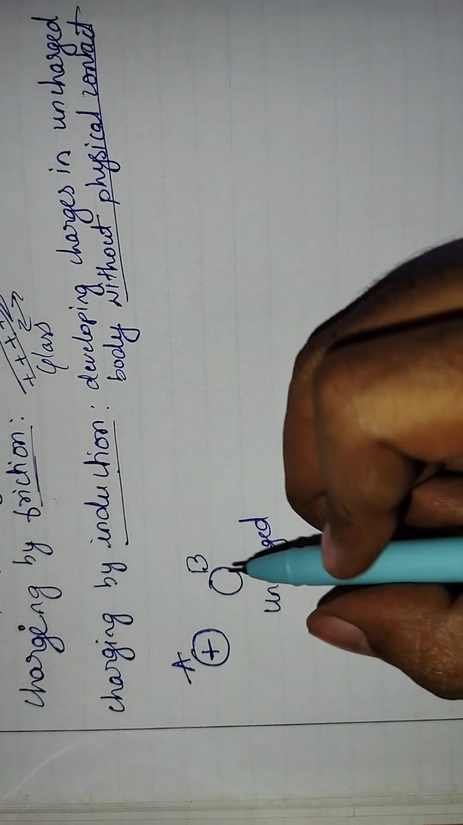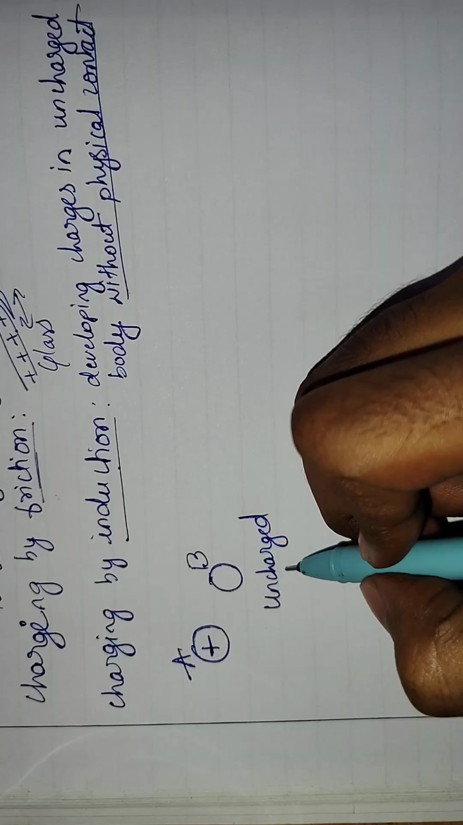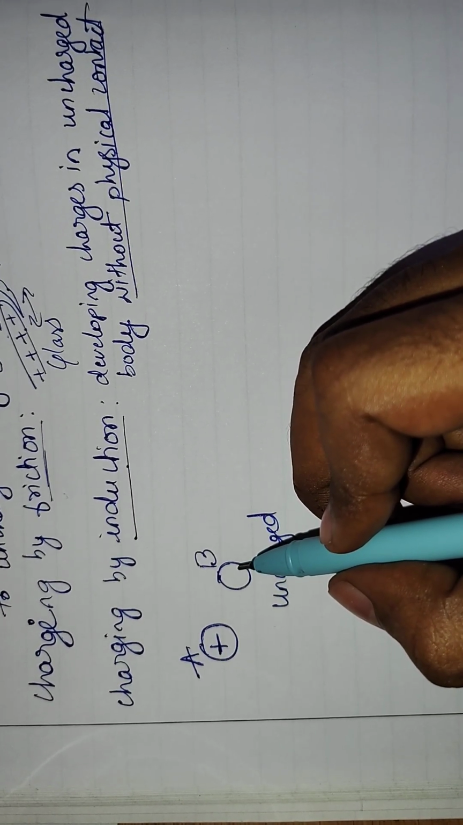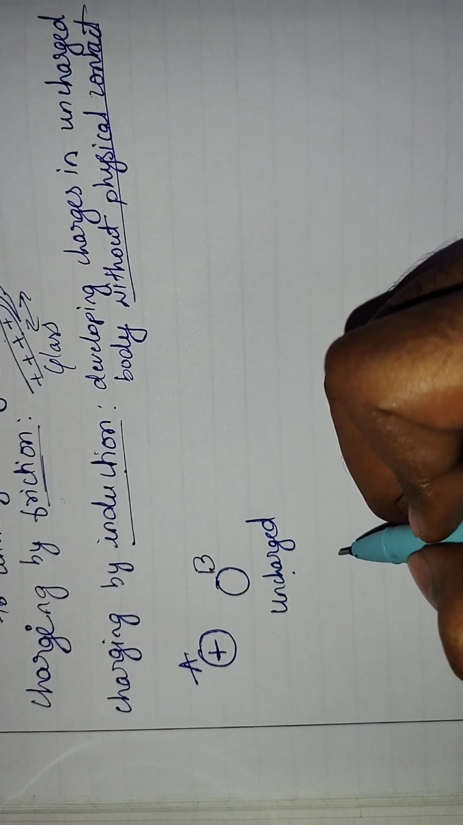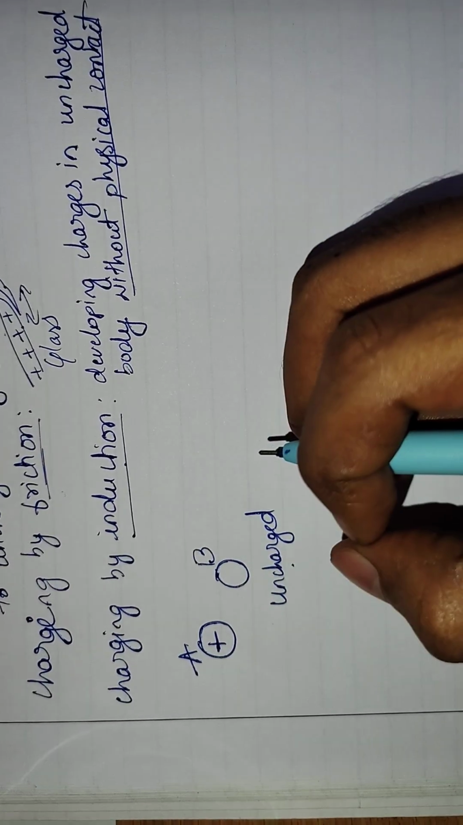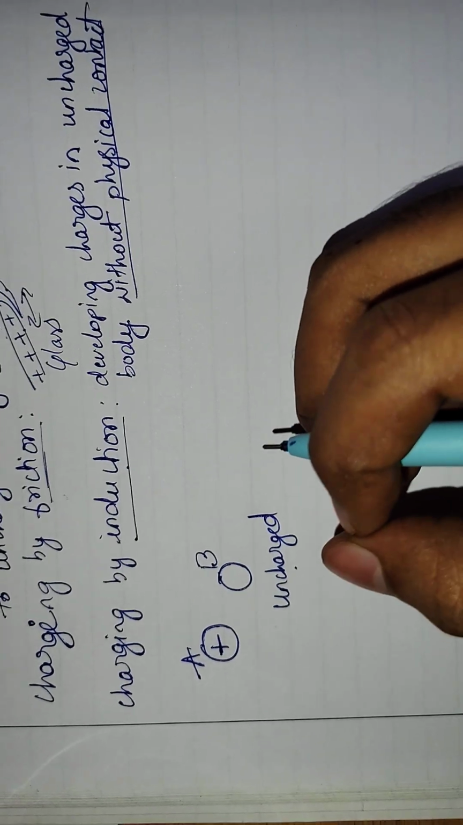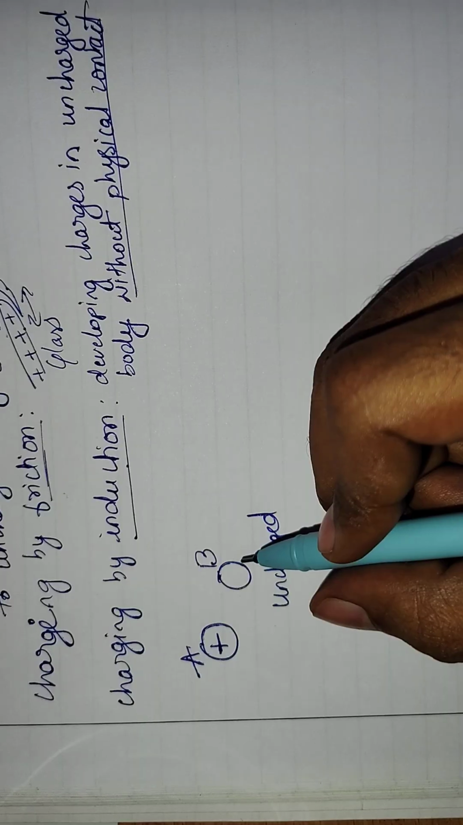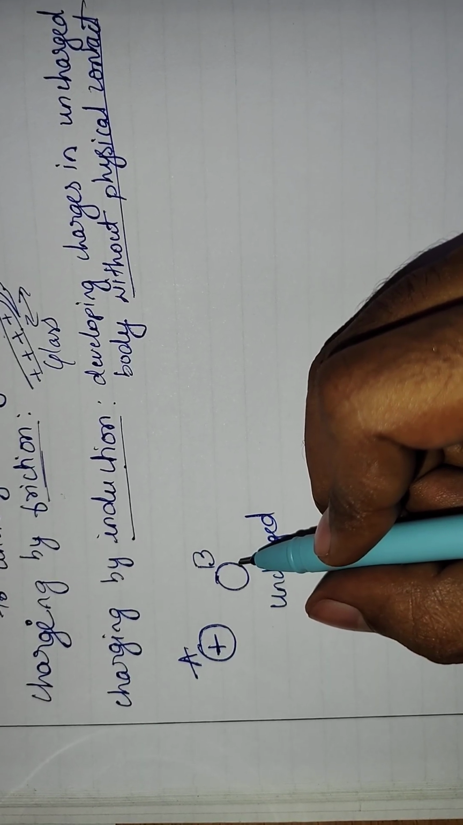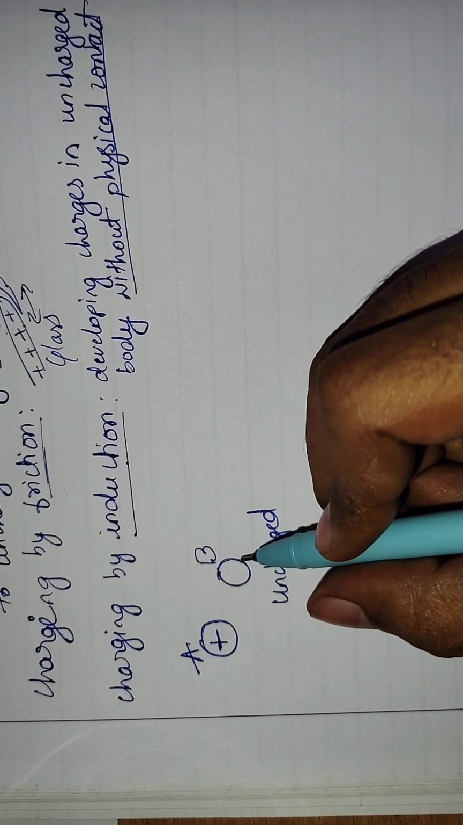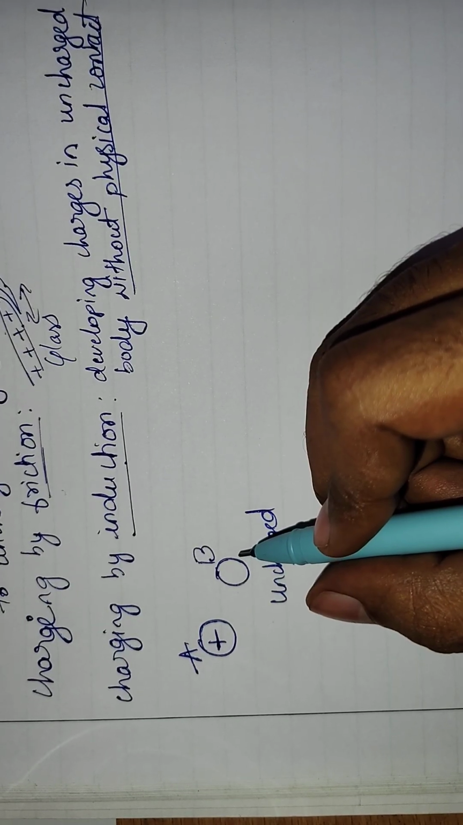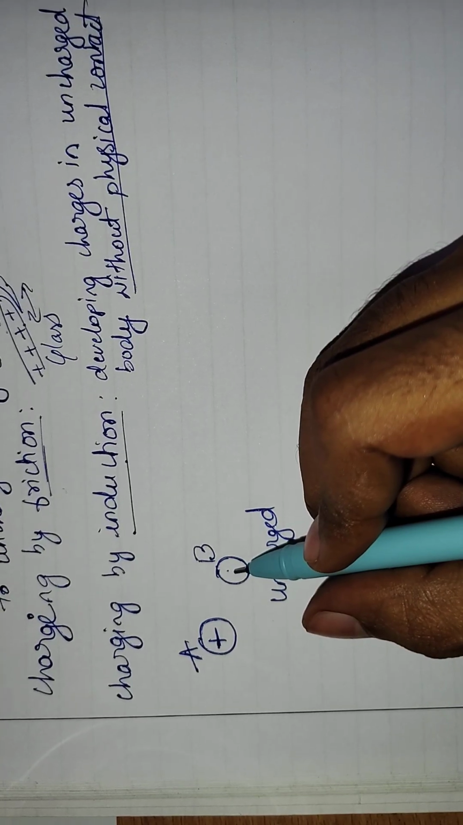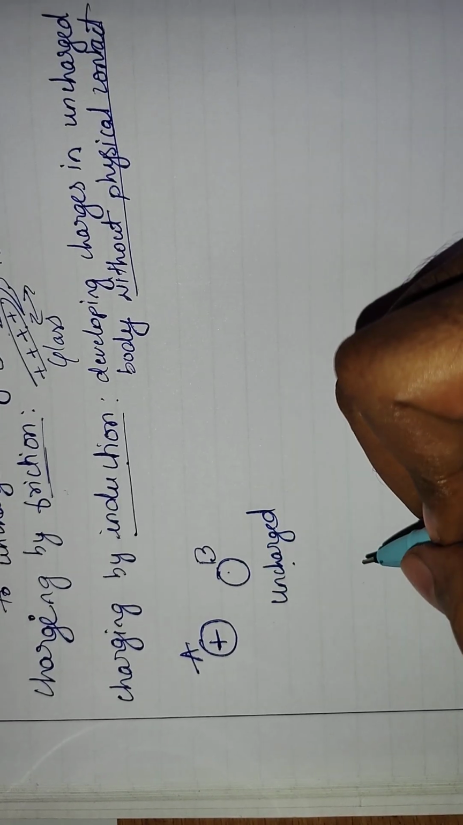Since this body is not charged, does that imply this body has no charge? Previously also I have said that any material which is neutral, that is, when I touch this particular ball B, I don't get an electric shock, does not imply that this body has no charge. It has both positive and negative charges, but they are present in equal proportion, hence you don't get an electric shock. Since they are equal, both of them will cancel.